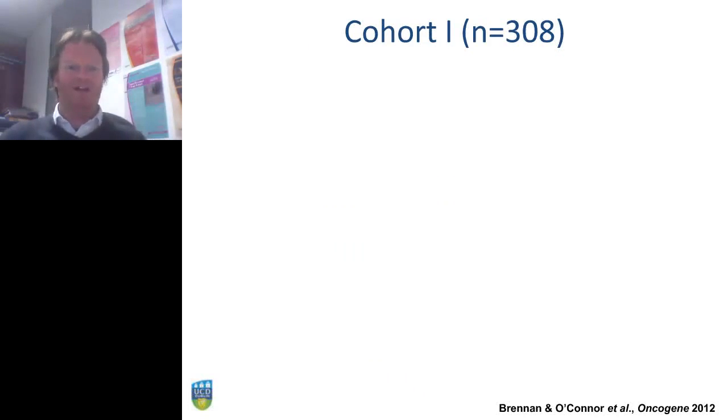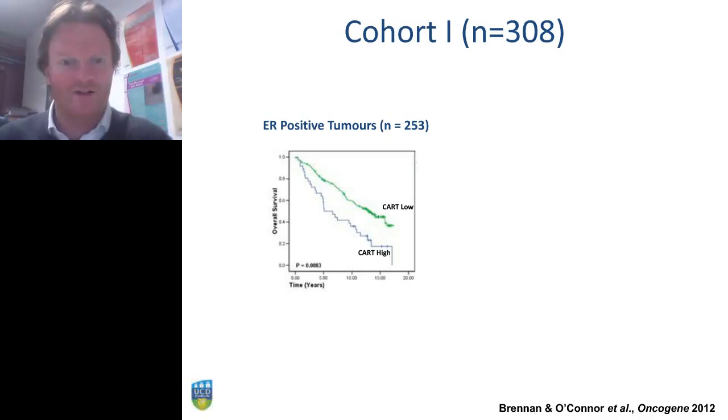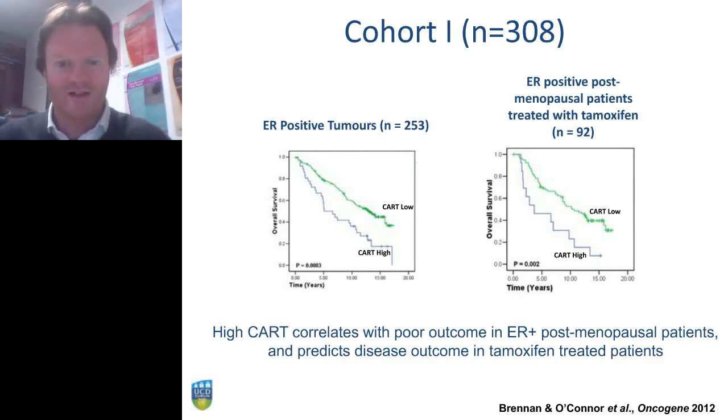So we went back into our breast cancer cohorts and looked at what effect CART had by tissue microarray analysis on the survival of patients who've been treated with tamoxifen. So specifically looking at postmenopausal patients who had received tamoxifen, and again found that patients that had low CART did much better than patients that had high CART, suggesting that high CART correlates with poor outcome in ER positive postmenopausal patients who've been treated with tamoxifen.